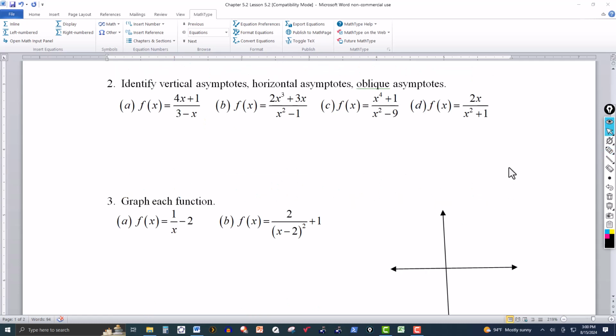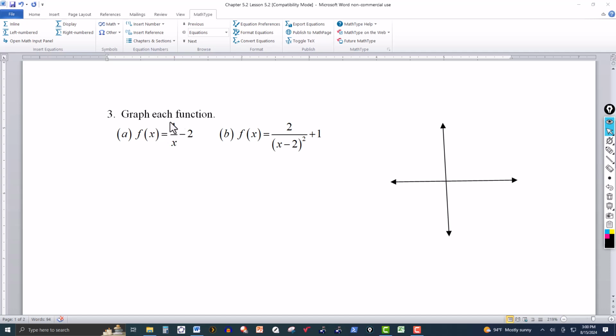Now let's look at the last one here. Graph each function here, the rational functions. Let's just look at this part of the graph, y equal 1 over x. That's one of the basic graphs that looks like this. So we're going to use transformation techniques here.